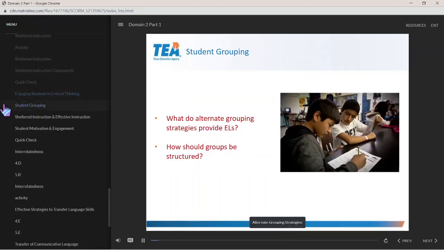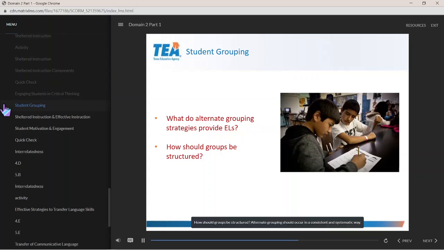Alternate grouping strategies. What do alternate grouping strategies provide ELs? Implementing alternate grouping strategies will provide English learners with the ideal setting to engage in content-specific activities and in academic conversations with their peers. This should occur in a consistent and systematic way through activities that may include pairing up students or arranging small groups of linguistically and/or academic heterogeneous students. Additional benefits include social-emotional learning while diminishing feelings of isolation and anxiety, and students will eventually become more comfortable speaking.